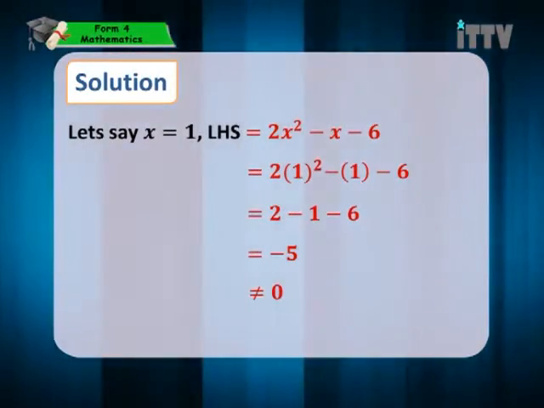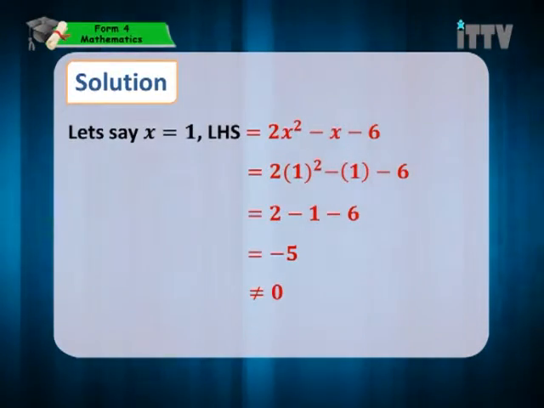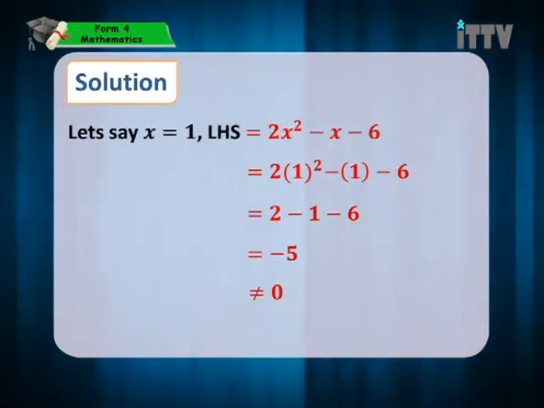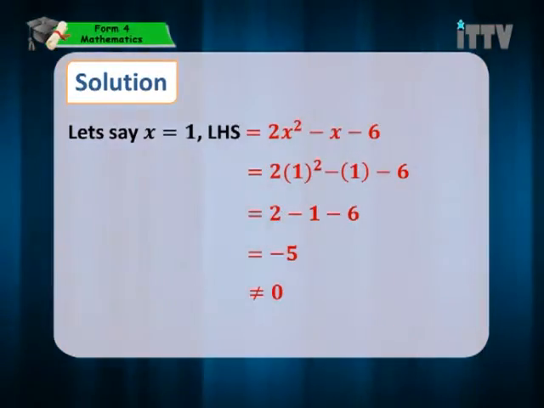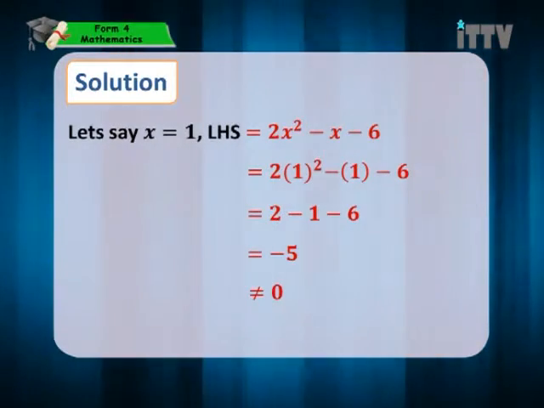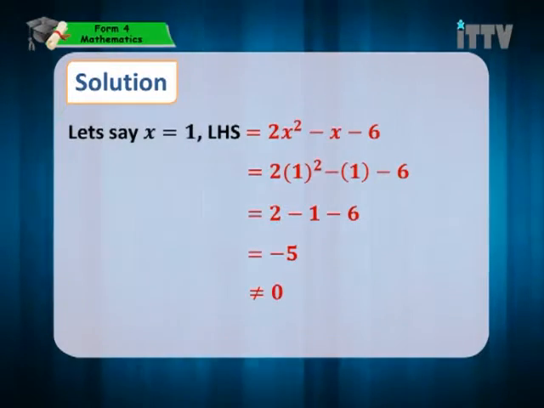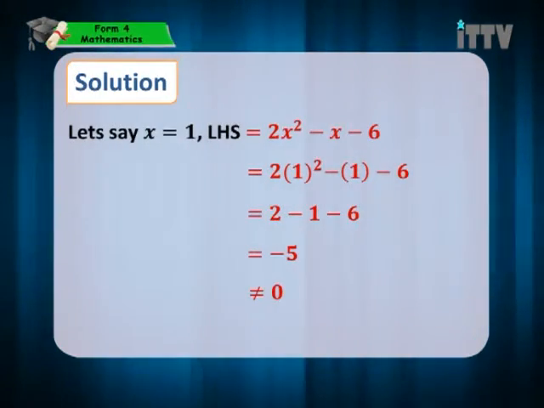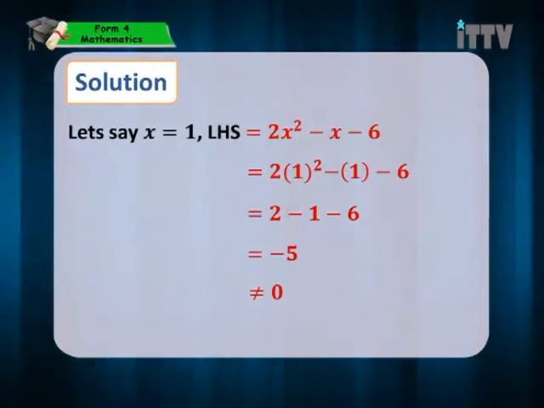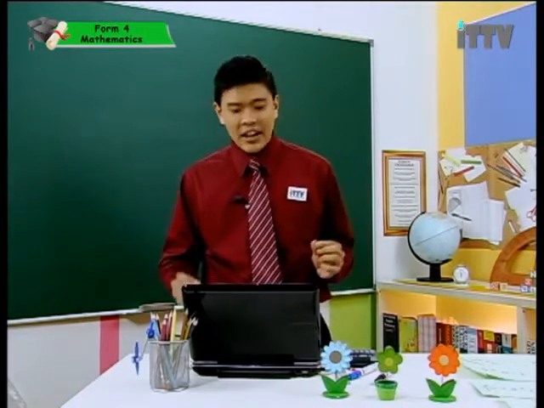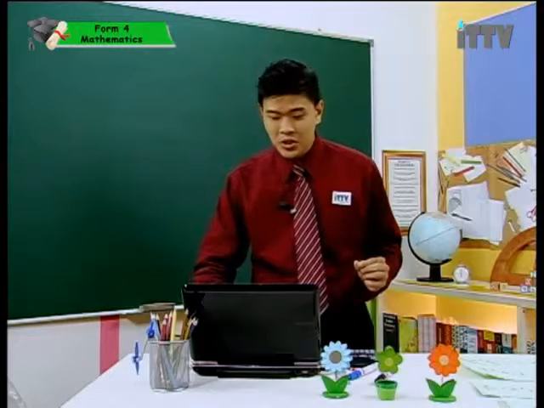Alright, now let us say that x equals 1. Any random value. We pick x as 1. The left hand side will give us 2, and we substitute 1 as the value of x inside, minus 1 minus 6. And we will get the value 2 minus 1 minus 6, which is minus 5. Alright, and what is the right hand side? The equation displayed earlier is 0, and negative 5 is not 0. This means that 1 does not satisfy the equation, therefore 1 is not a root.